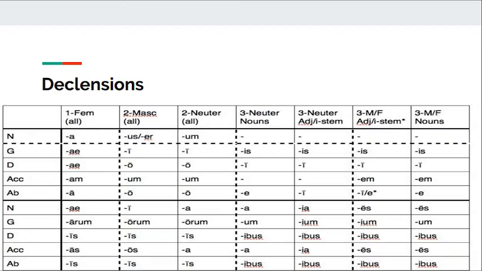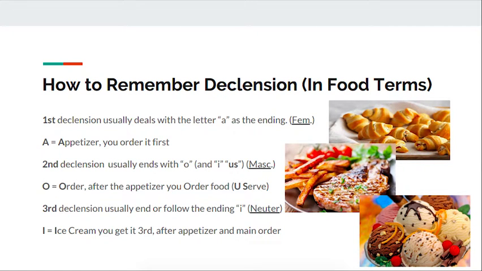So, we came up with a way that you guys can remember these declensions a little bit better. And this is going to be in terms of food. First declension usually deals with the letter A as the ending. Think of A as an appetizer. When you go out for dinner, they always ask you if you want an appetizer, and that's the first thing that you would order. So A equals appetizer because you order it first.